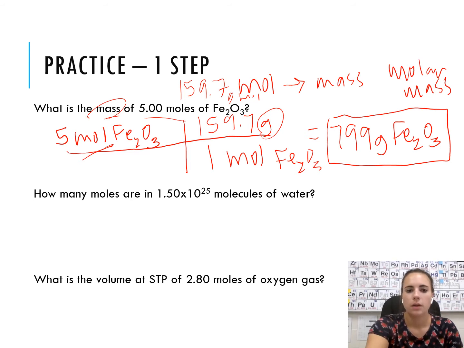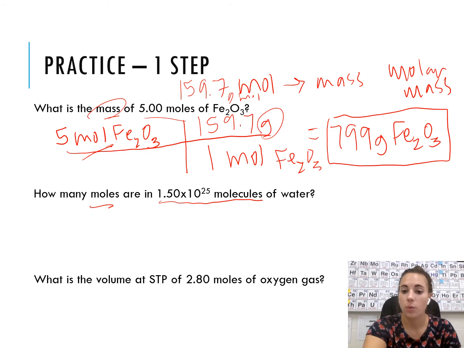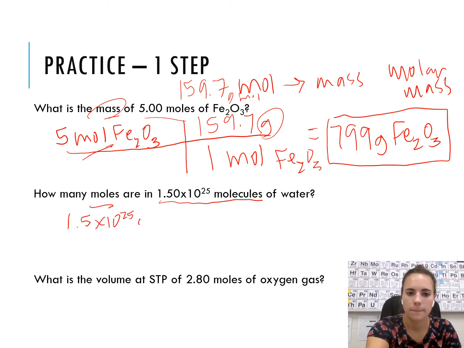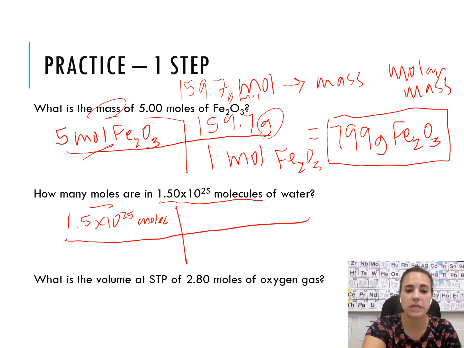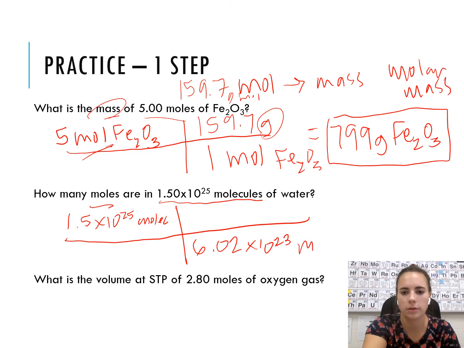Okay, how many moles are in 1.5 times 10 to the 25 molecules? So this time I'm starting with molecules of water, and I want to go to moles. Well, if I have molecules at the top, I know I have to have molecules at the bottom. What conversion factor do I know with molecules? Oh, I know that there are 6.02 times 10 to the 23rd molecules for every 1 mole.